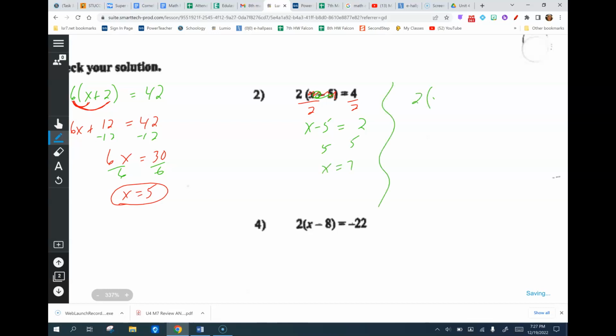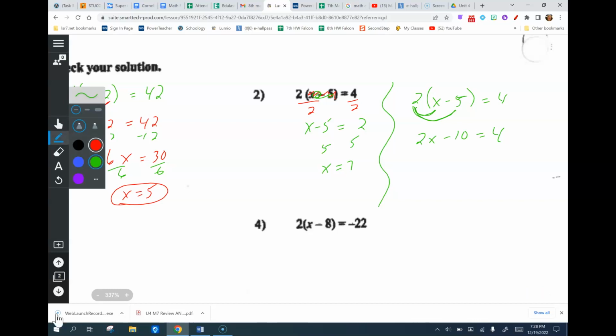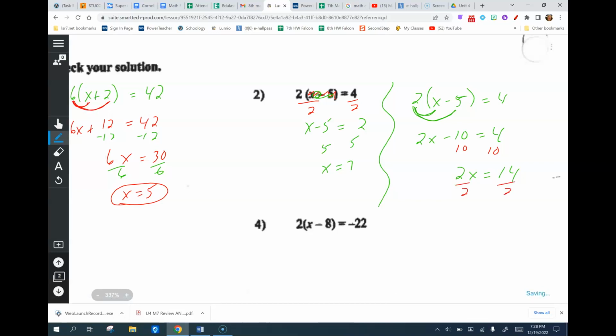The other way I can do it is I have distributive property. And I can distribute the 2 to both of these. So 2 times x is just 2x, and 2 times 5 is 10. Now I just solve this equation. I have subtract 10, so that means I'm going to add 10 to both sides. So 2x is equal to 14. I divide by 2, and I get x is equal to 7.